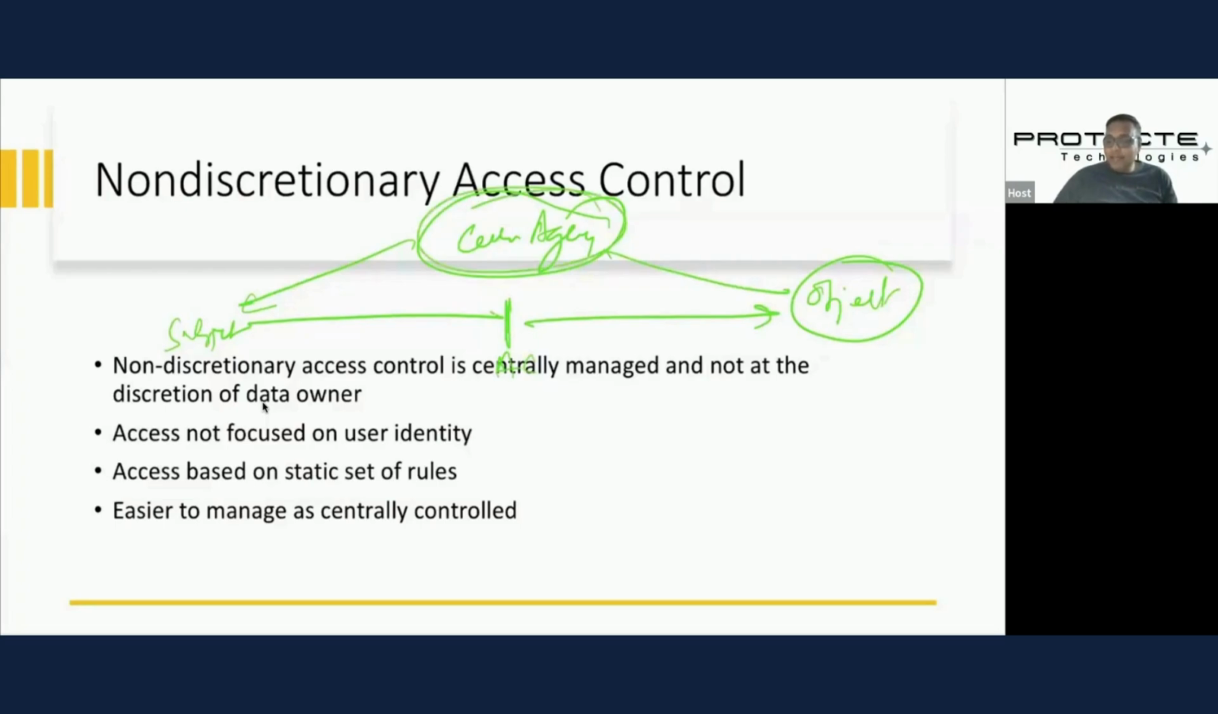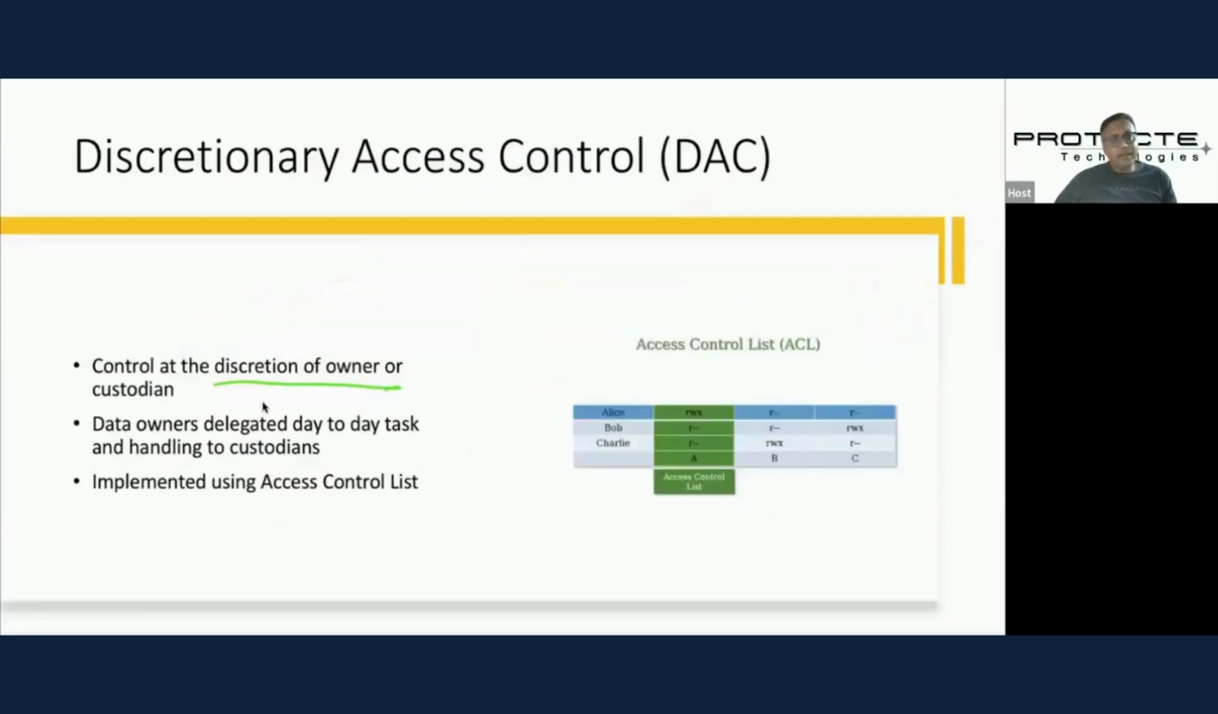Somebody else is managing the access control. Though you might be the owner, you don't have any control. Control is with some centralized agency who is granting access. Such systems are called non-discretionary. Discretionary systems are very clear: the discretion is of the asset owner.